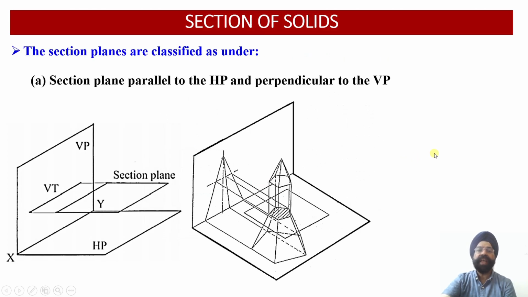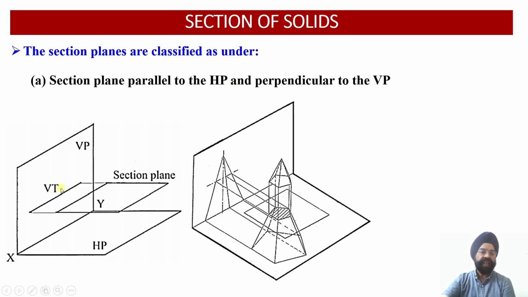Now the cutting planes can be oriented in different ways. That is, here you can have your cutting planes which may be parallel to HP, which may be parallel to VP, which may be inclined to HP, which may be inclined to VP, or which may be perpendicular to both of the HP and VP. So let us see in which orientations we can have our cutting plane. So the first case is that the section plane can be parallel to the horizontal plane and it can be perpendicular to the vertical plane.